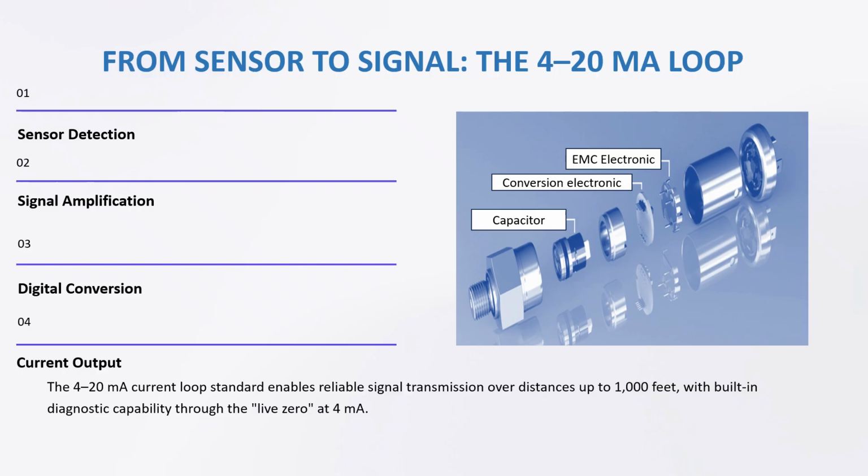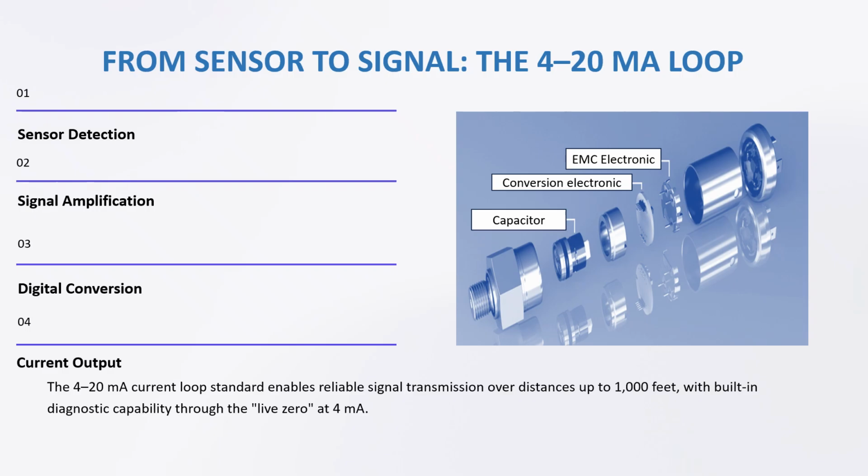Signal conditioning: once the sensor detects pressure, the small electrical signal is processed by amplifier circuits. A microprocessor or analog circuit then converts this into a standard 4 to 20 milliamp output, where 4 milliamps represent zero or minimum pressure, and 20 milliamps indicate maximum or 100% pressure.